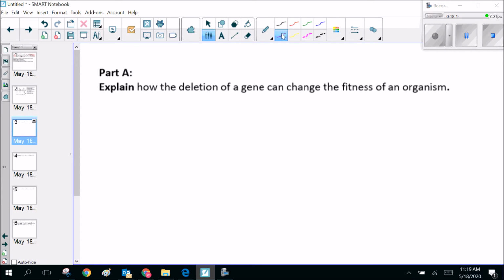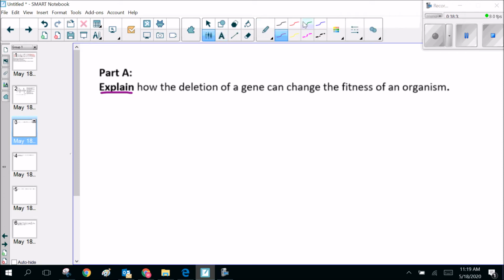So bolded words or action verbs like explain are going to indicate points. Okay, so here we have a point in part A, and this is going to be really how we earn our points, our money, if you could think of it that way in our FRQ. So explain how the deletion of a gene can change the fitness of an organism.